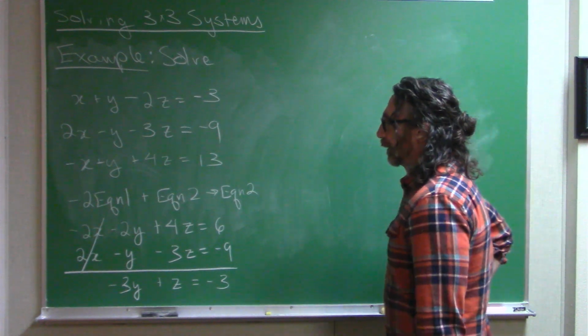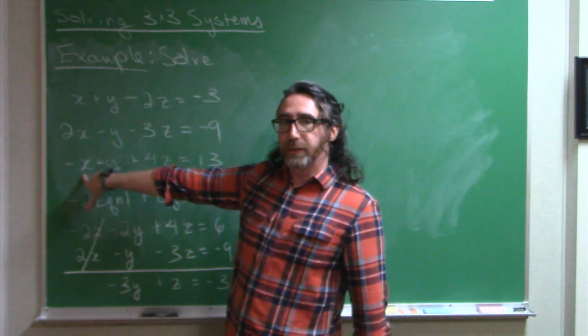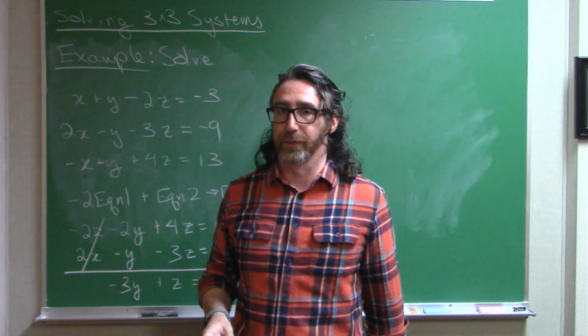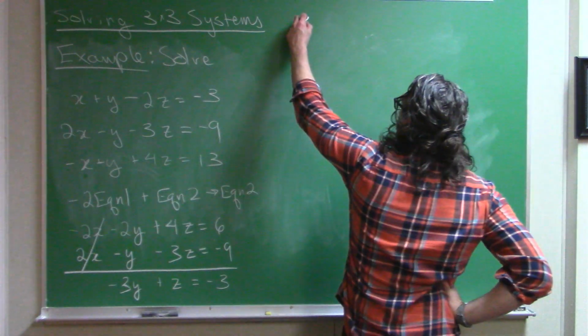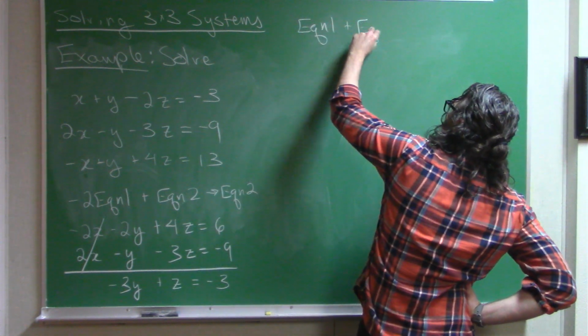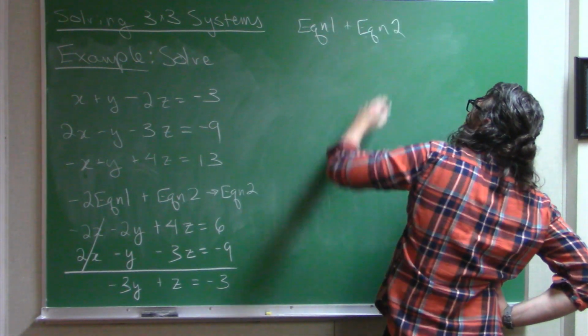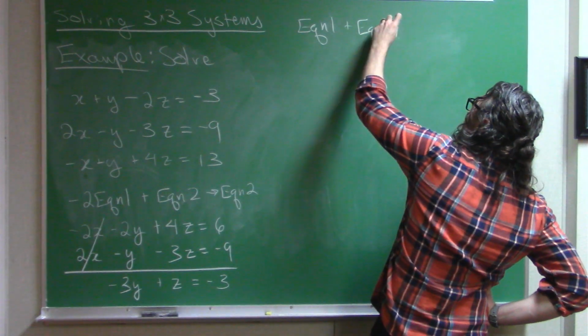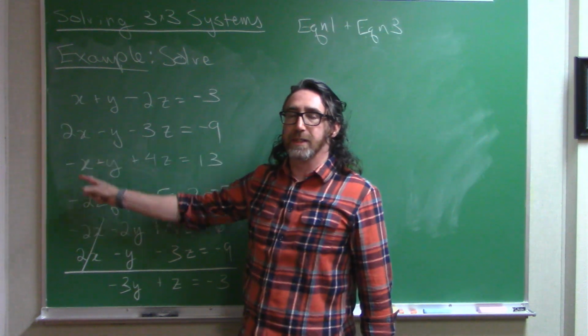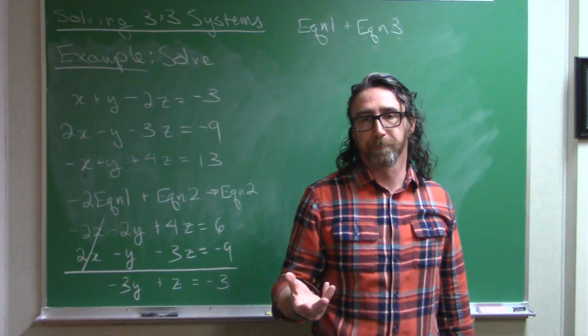All right. Now, my next target, right there. I don't want equation 3 to have an x either. So what I'll do there is I'll just take equation 1 plus equation 3. Notice in my first 2 eliminations, I played equation 1 against these guys to get rid of the x's.